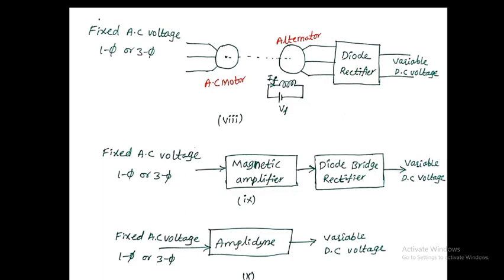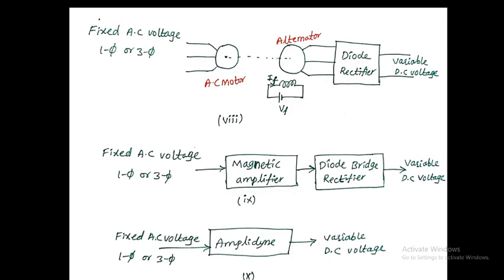And the ninth one is again from the AC voltage, by using a magnetic amplifier. This magnetic amplifier will give the variable magnified electric signals at the output of the amplifier, and that is connected to the diode bridge rectifier, so that we will get the variable DC voltage. And the last one, the tenth one, is from the fixed AC voltage, where we use an AC to DC converter, and here we are directly getting the variable DC voltage from the fixed AC voltage.